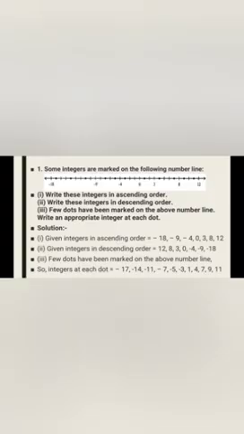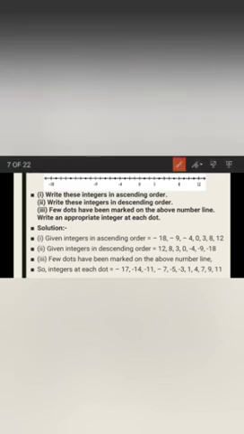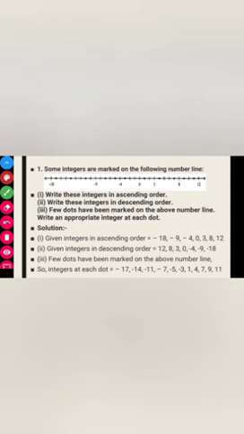So question number 1 of exercise 1.1. Here some integers are marked on the following number line. First, write these integers in ascending order. How to write ascending order? We have to go from smaller to greater. So here minus 18, minus 9, minus 4, 0, 3, 8, 12. So the given integers in ascending order will be minus 18, minus 9, minus 4 and so on. Similarly, you can write in descending order.